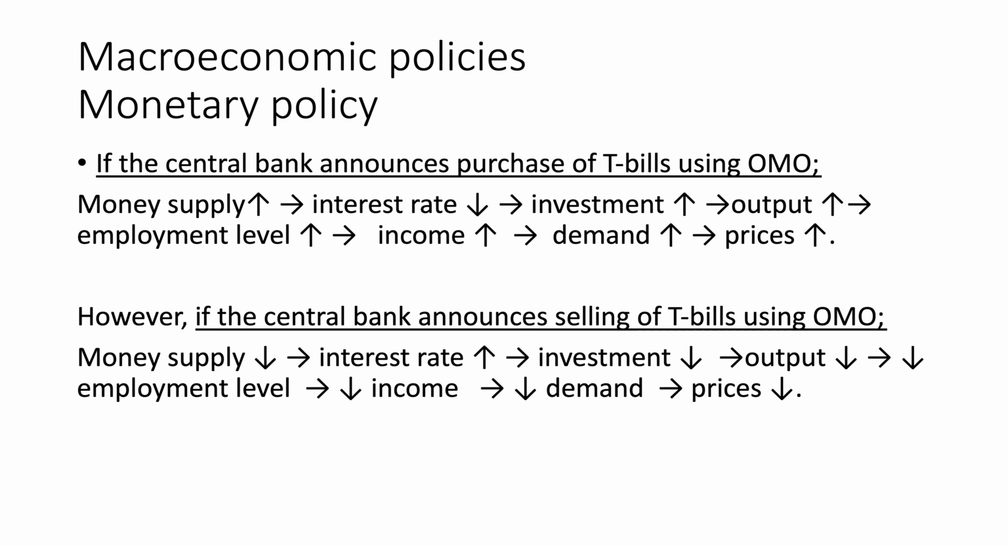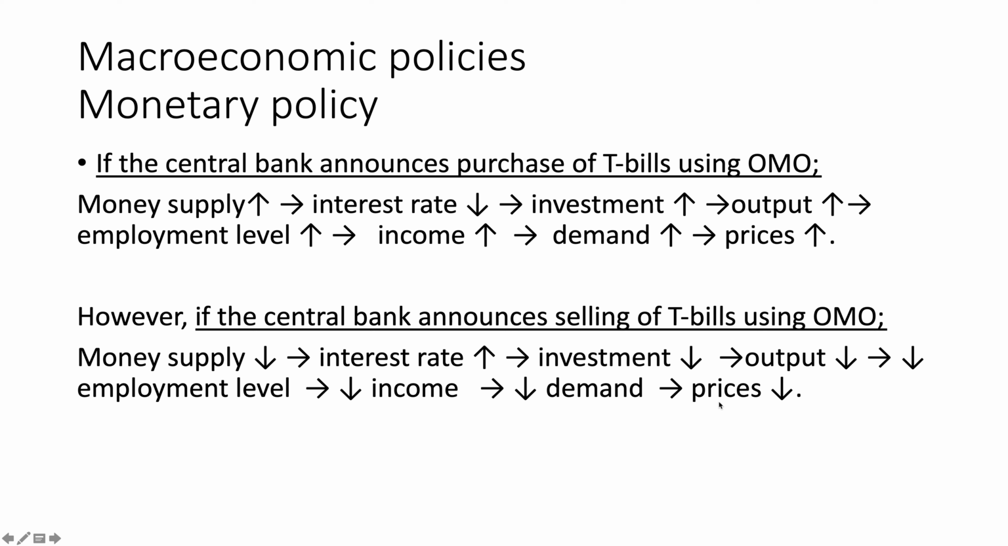However, if the central bank announces the selling of T-bills using open market operation, the process is reversed. It means that now the cash will move to the central bank and securities will move to the commercial banks. That decreases the money supply in the market. Lower money supply means higher interest rate because there is a negative relation between these two variables. Higher interest rate discourages investment in the market because the cost of borrowing is increased due to the higher interest rate. Production reduces, no new employment generation, income of the people decreases, demand decreases, prices are going to be reduced.